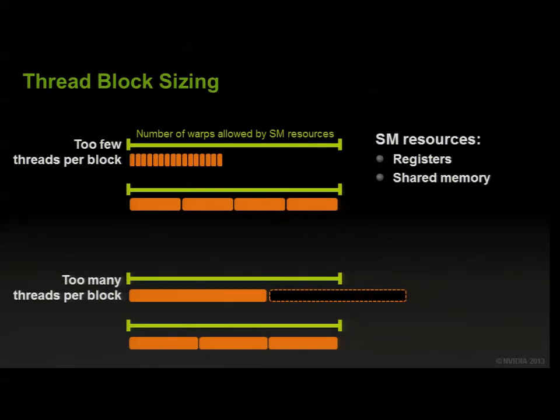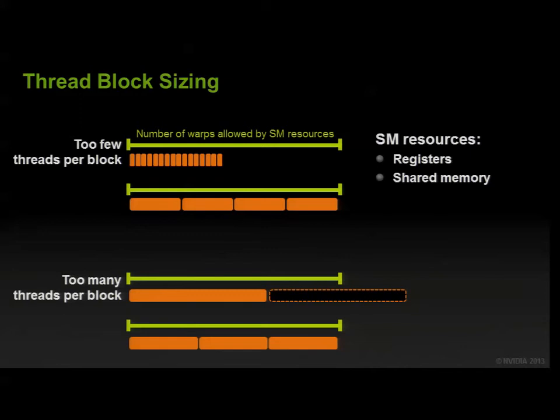If you're using too few threads, that was the situation where I said we just use 32 threads per block. Well, we can have a maximum of 16 blocks. Well, this will limit us in the total amount of warps that we can use. So that's not good.